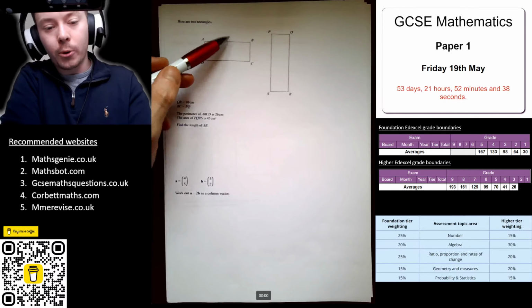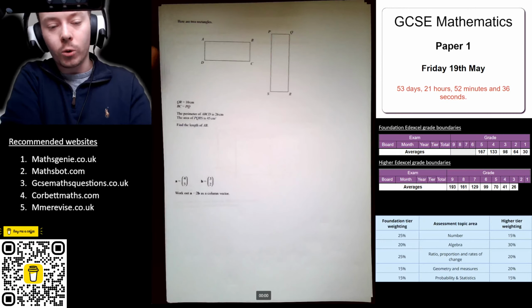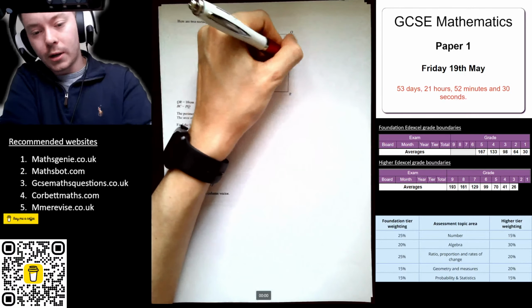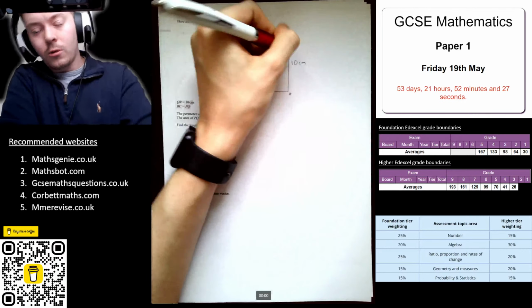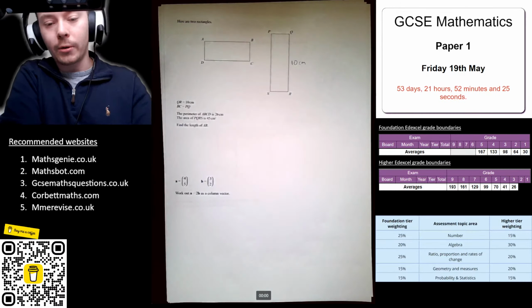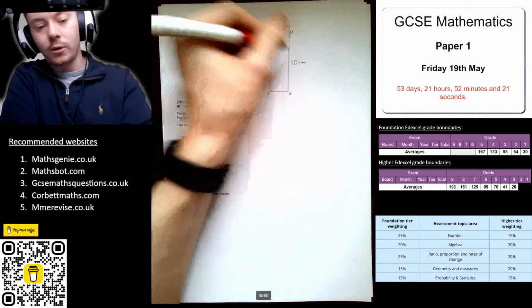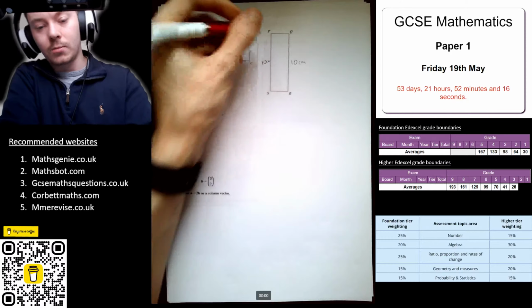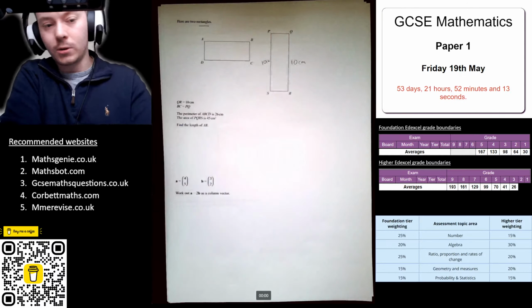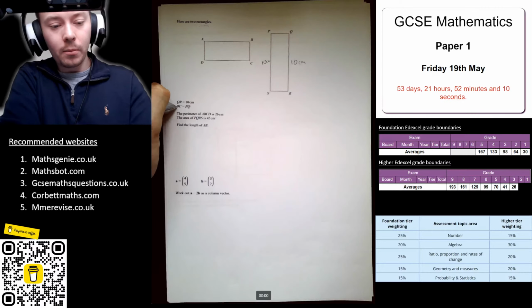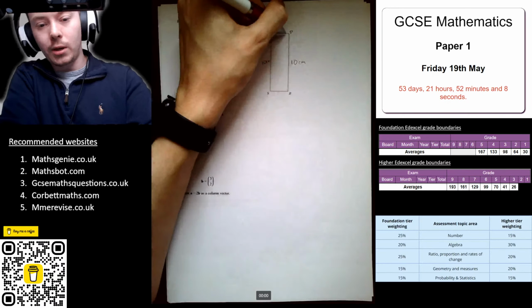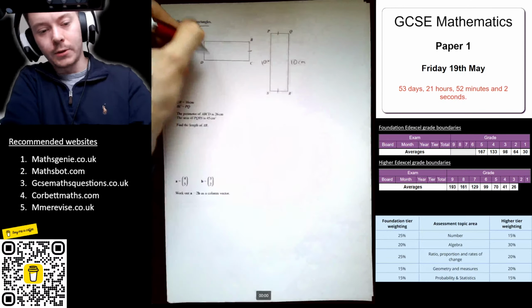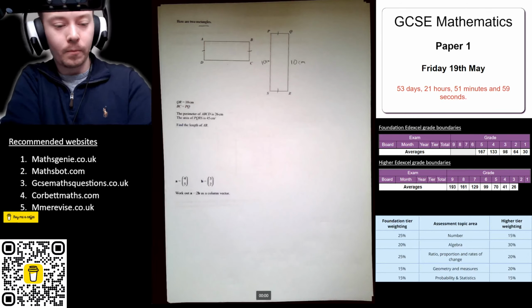We need to read the question, and we need to put any information from the question on the diagram. So QR is 10 centimeters. Now, do I know anything else about the shape immediately from that? If this side is 10 centimeters, then this side has to be 10 centimeters. That's only going to be useful if I'm looking at perimeters, but I might be. BC is equal to PQ, so they are the same. These will be the same as well, because they're opposite sides of a rectangle.